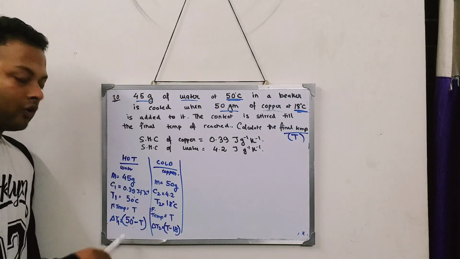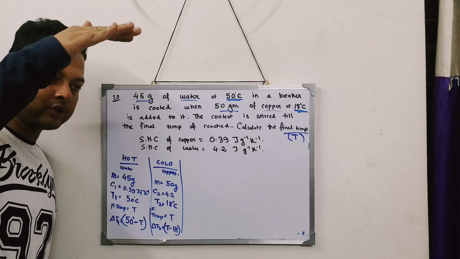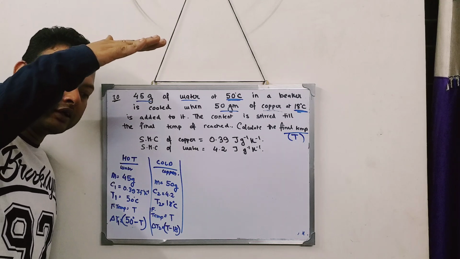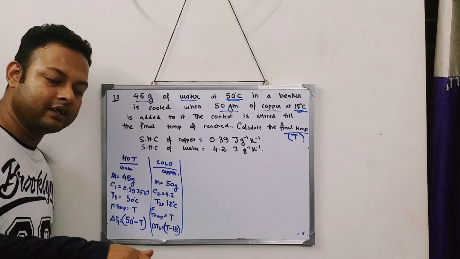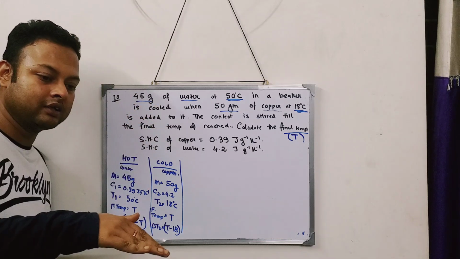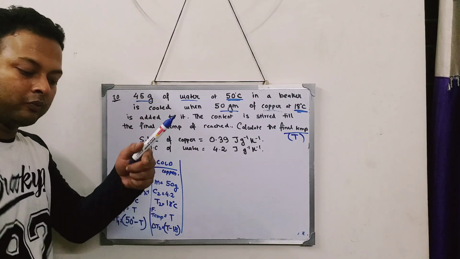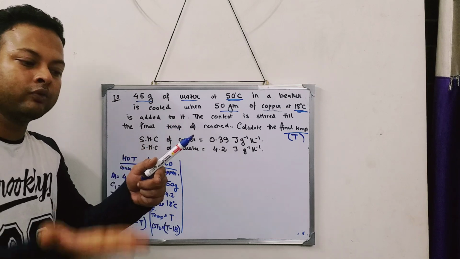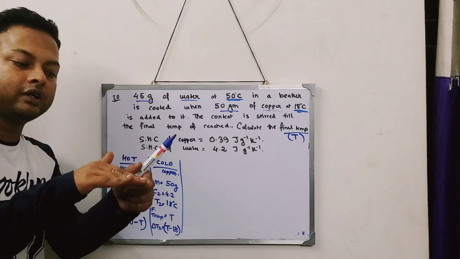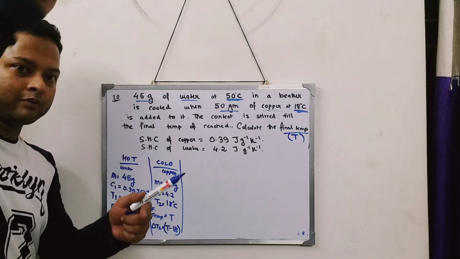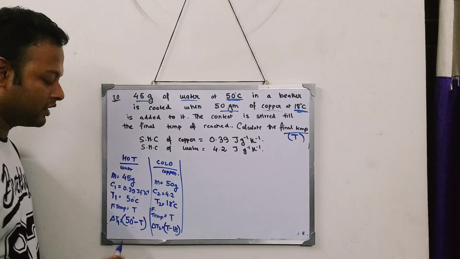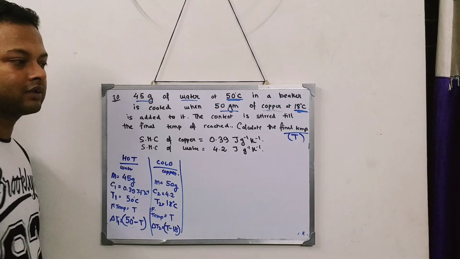Whereas over here for the hot body, it was at 50. As we mix with the cold body, the temperature will decrease. So it will be 50 minus T. But for the cold body, which was at 18, it will go to a higher temperature, so it will be T minus 18, higher minus lower. And for the hot body it is higher minus lower, so 50 minus T. That is why 50 minus T over here and T minus 18 over here.